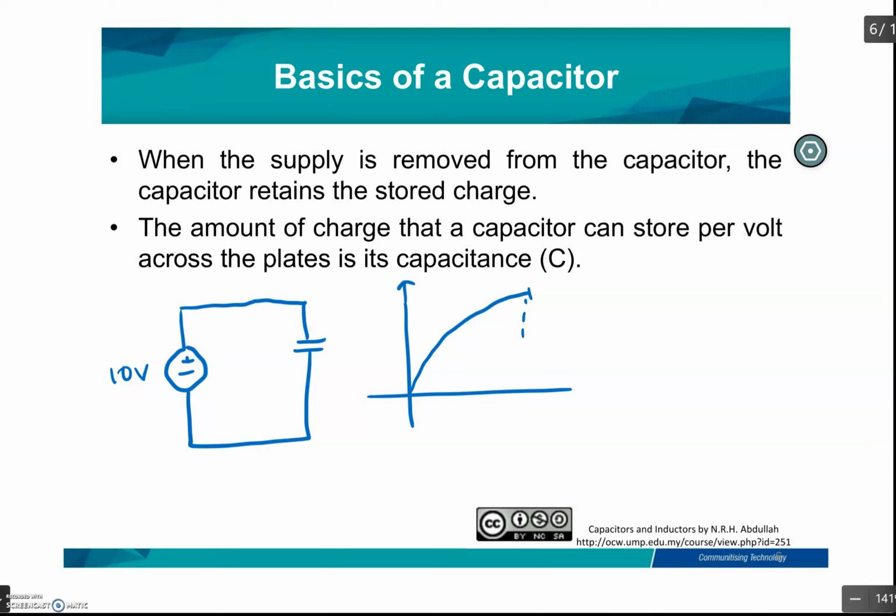When it is fully charged, the capacitor will act as an open circuit. When the capacitor is open circuit, the maximum charge will be equal to the 10 volts. So VOC will be equal to 10 volts. So the maximum voltage will be 10 volts.